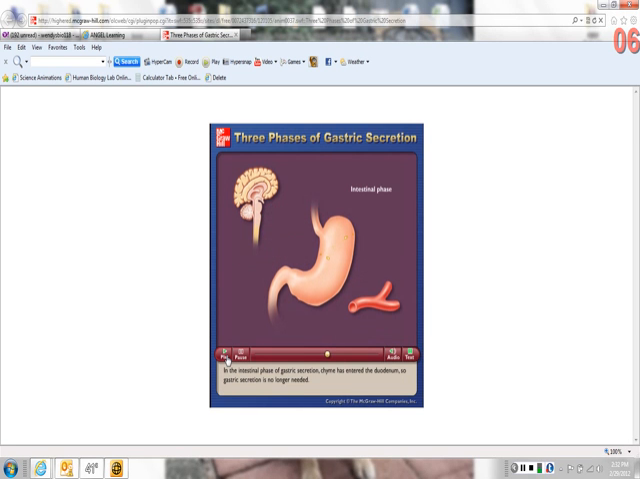In the intestinal phase of gastric secretion, chyme has entered the duodenum, so gastric secretion is no longer needed. When the chyme contains lipids from the digestion of fats or contains enough hydrochloric acid to bring its pH below 2, gastric secretion is inhibited. The lipids and hydrogen ions inhibit gastric secretion by 3 simultaneous actions.